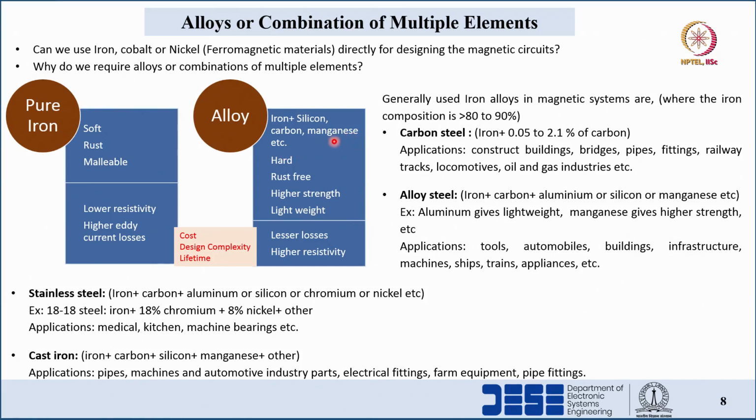With alloys, we can attain whatever property we want. Let us assume that we want a hard material. Pure iron is soft, but if we want it hard, then we have to add some other element to iron. So, hard, rust free, higher strength, lower weight and lesser losses because of the higher resistivity. This higher resistivity is attained because of the addition of other elements to the iron, and at the end, cost, design complexity and lifetime we have to check.